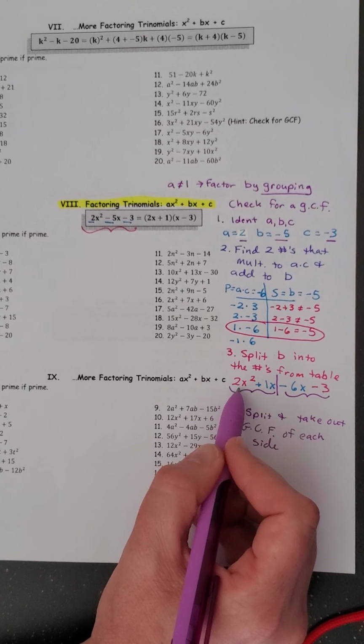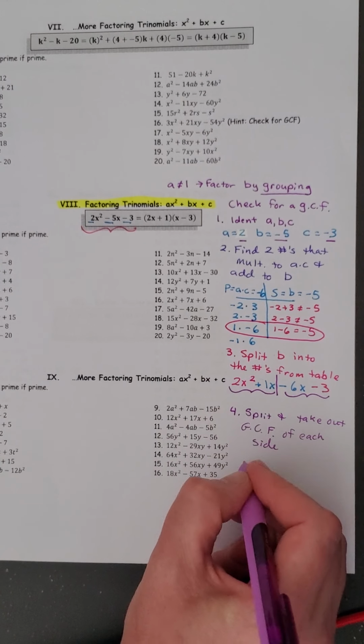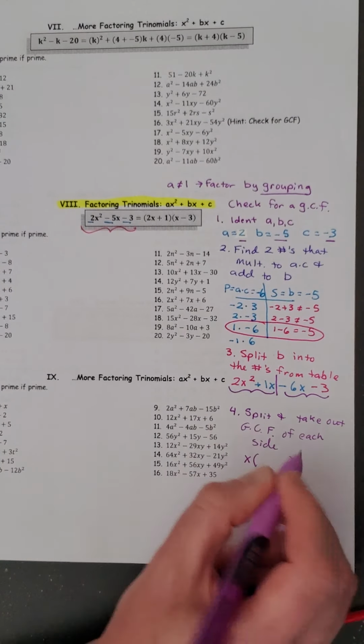So the GCF here, they have an x in common. So I'm going to take out an x. If I take an x out, I'm going to actually do this a little slower for some of us that are still struggling.